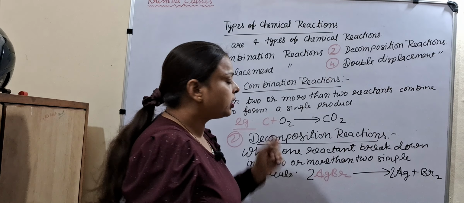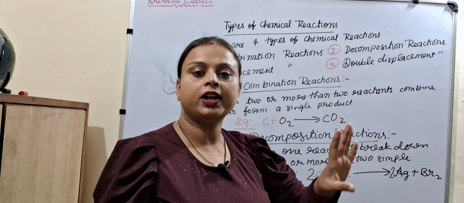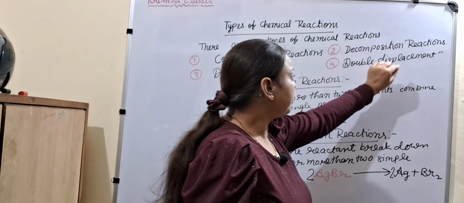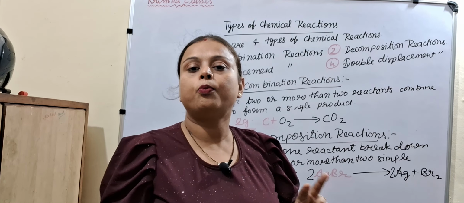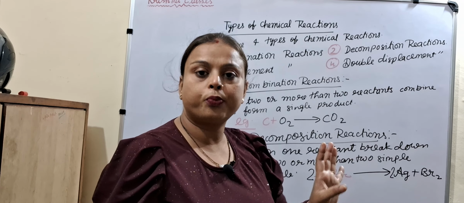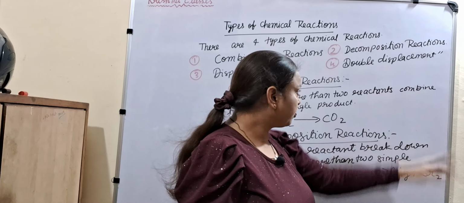What is the displacement reaction? In displacement reaction, one element pushes another element and takes the position of that element. And in double displacement reaction, what happens? Both elements interchange their positions and form a new product. That is called the double displacement reaction.